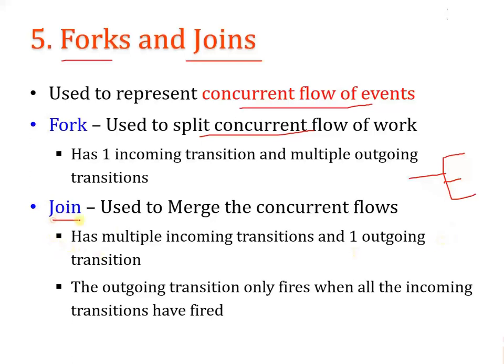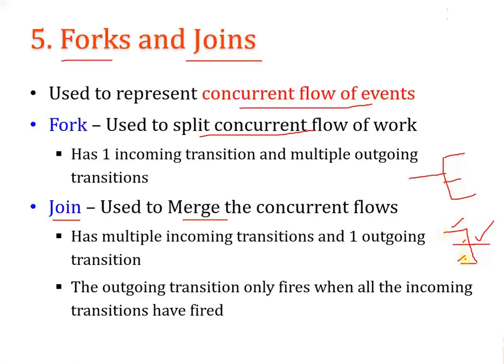The other one is called a join. It is used to merge concurrent flows, which have multiple flows coming into it. When all the multiple flows are completed, the one outgoing flow will be triggered. So the outgoing transition fires only when all the incoming transitions get executed.